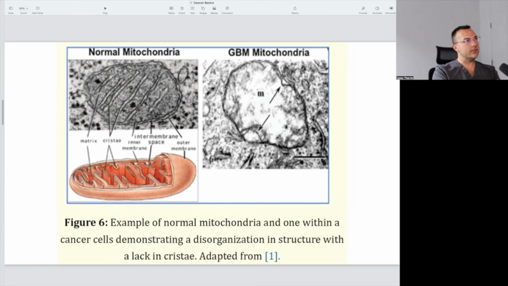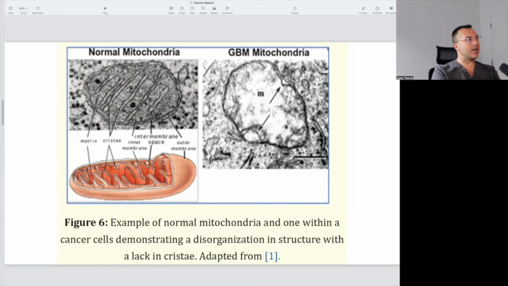And then this is a glioblastoma multiforme, for example, a brain cancer, where you have an outer membrane, you see an inner membrane. It looks diseased. And I am not an expert at electron micrographs, but I'll tell you that it doesn't look like a normal mitochondria does. I don't see any cristae, maybe cristae here. So therefore, there is either zero cristae or very, very disorganized cristae.